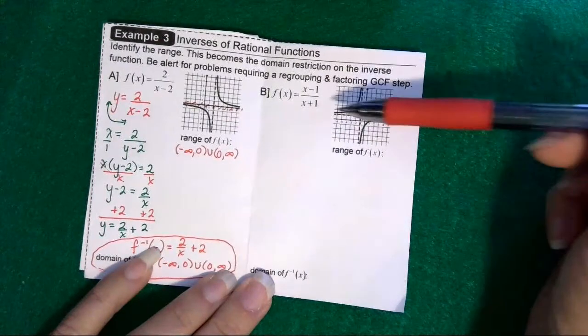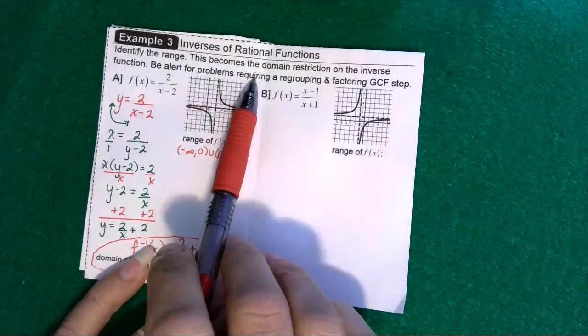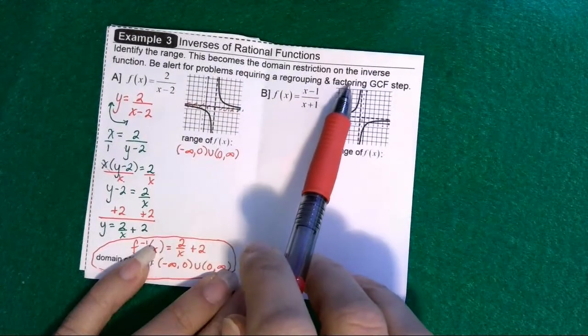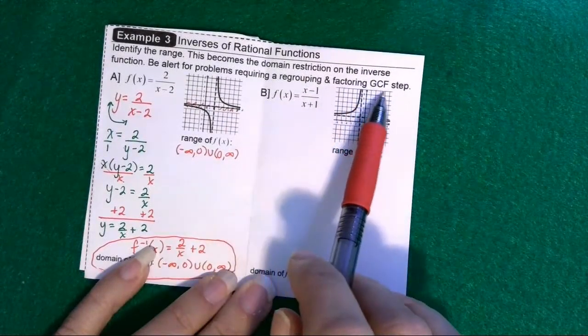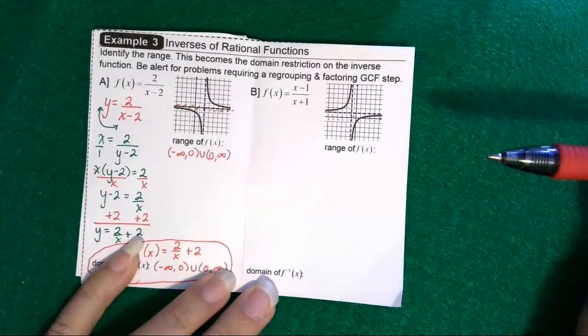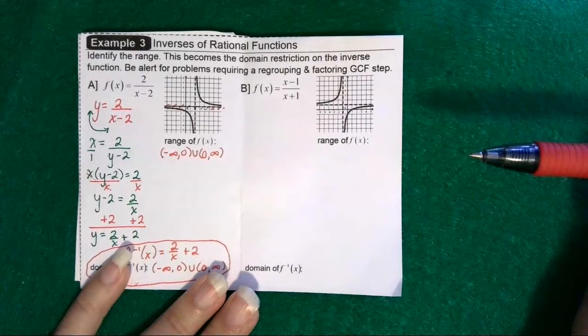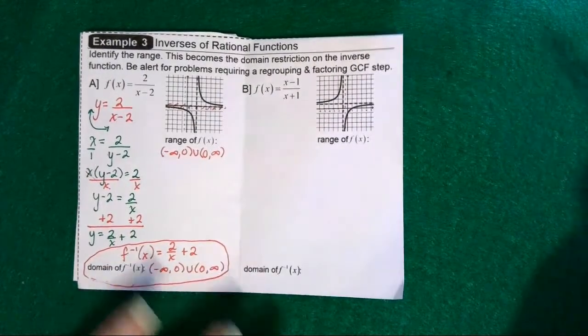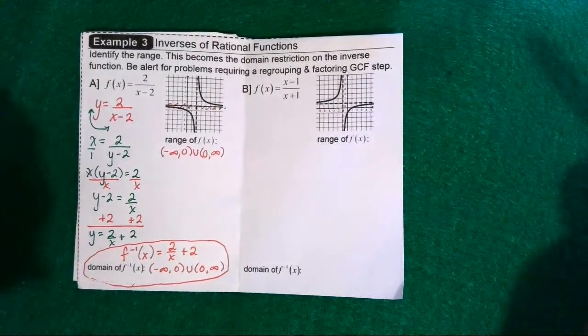And for example B, I'll just give you a hint. Up here it says be alert for problems requiring regrouping and factoring out a greatest common factor. Okay, so that's likely to come up here in example B. So as you're trying that one on your own, keep that in mind. And then when you're ready, go ahead and resume the video and we'll go over this example together.